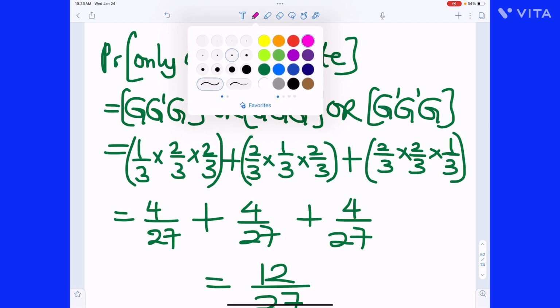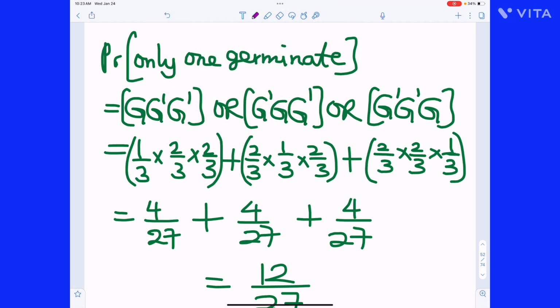Either the first germinates, the second does not germinate, and the third does not germinate. Or the first does not germinate, the second one chosen germinates, and the third one chosen too does not germinate. Or the first and second do not germinate, and only the third one chosen germinates. So those are the different ways only one seed germinates. You understand?